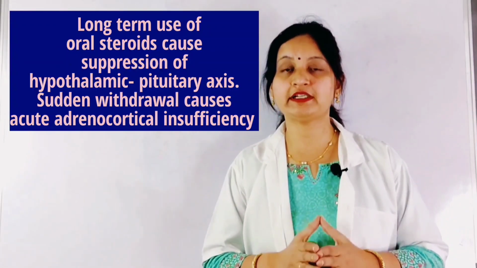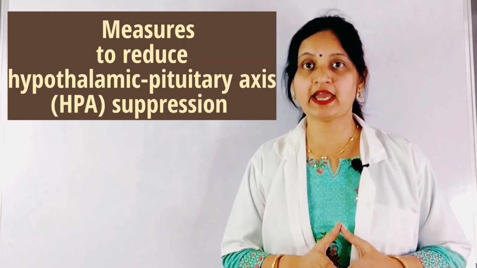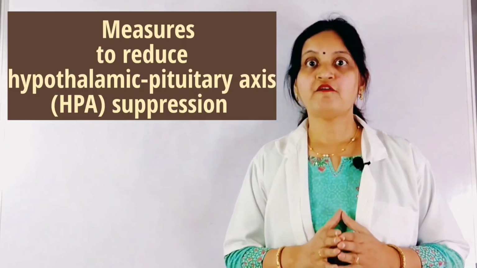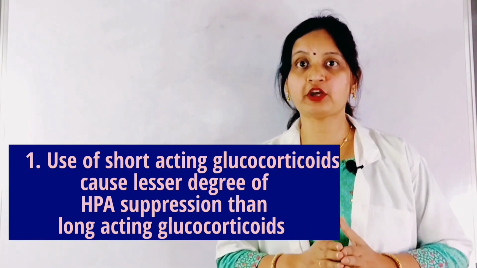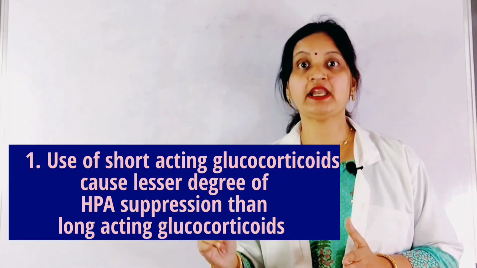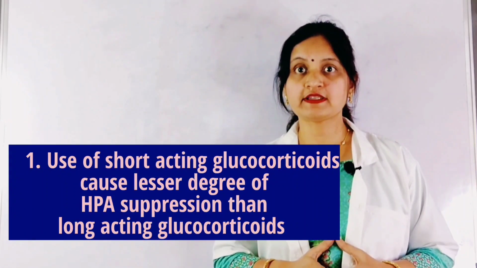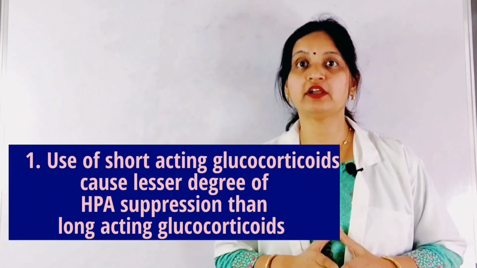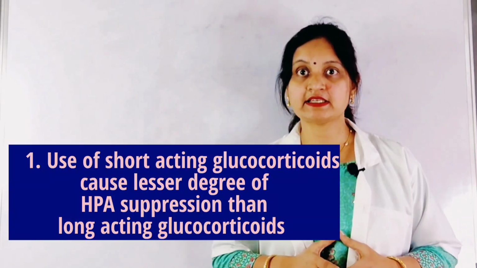can be life-threatening. Therefore, some of the measures to reduce hypothalamic pituitary axis suppression are: firstly, shorter duration glucocorticoids cause lesser hypothalamic pituitary axis suppression than longer acting glucocorticoids. Shorter acting glucocorticoids such as prednisolone are used, which reduces the hypothalamic pituitary axis suppression.